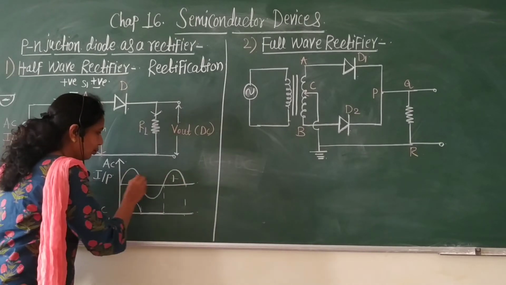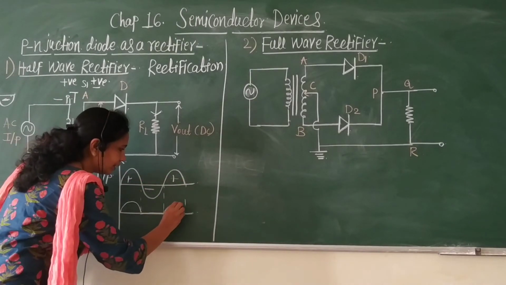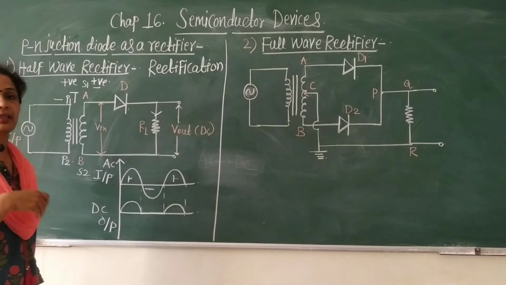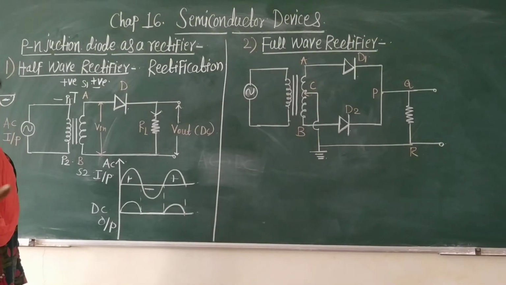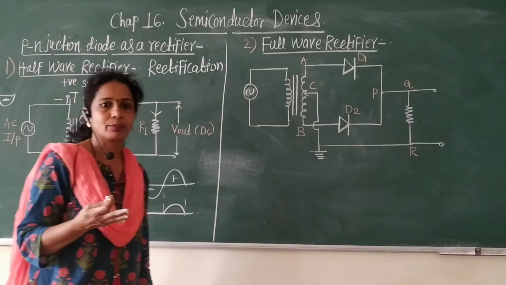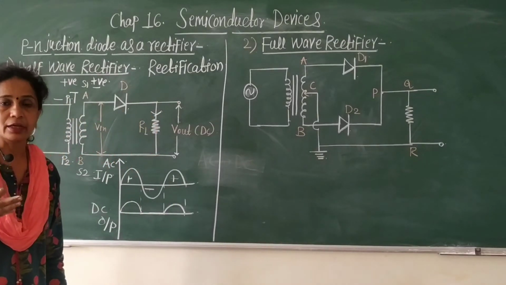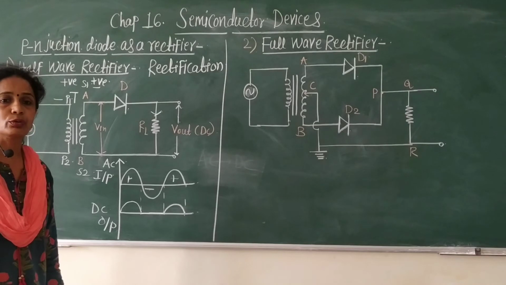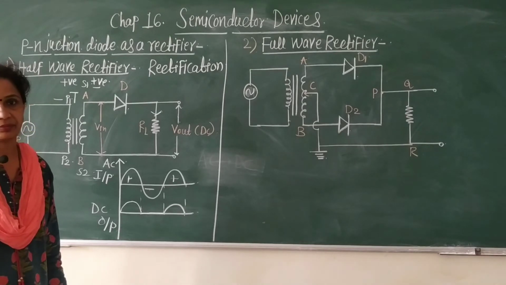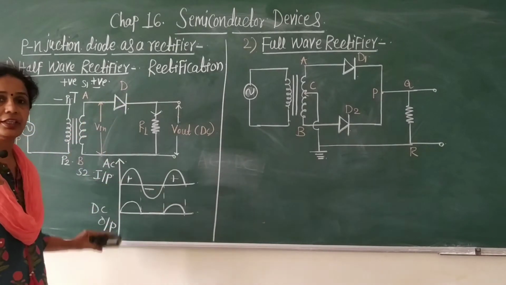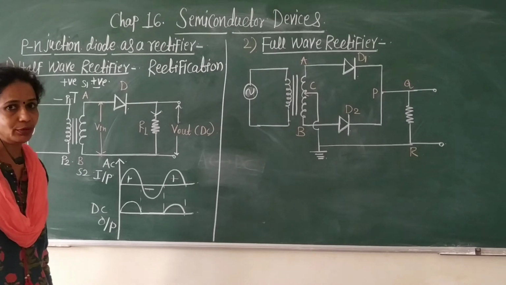Again, during the positive half cycle, we get the current, and the diode is forward biased. Therefore, for alternate half cycles, diode current flows in the same direction. Therefore, it is called a half wave rectifier.